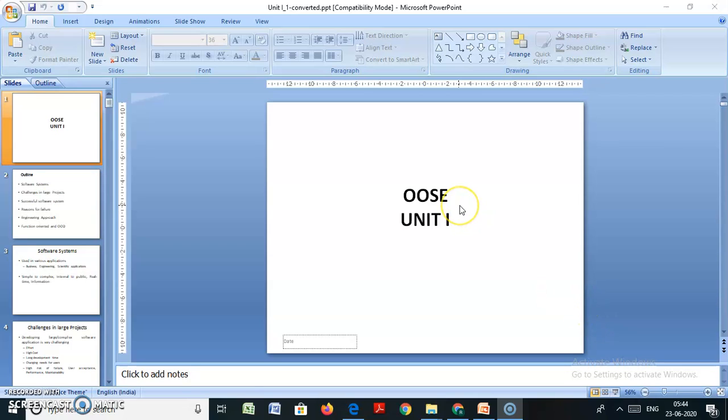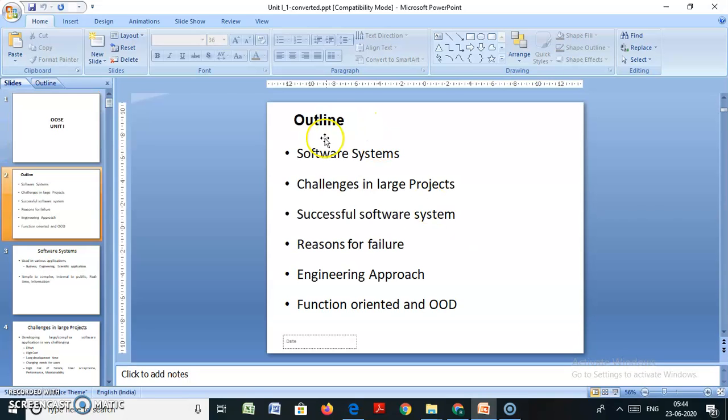Dear students, today we are going to discuss object-oriented software engineering unit 1. Before discussing object-oriented software engineering unit 1, first we will learn about what software systems are, challenges in large projects, successful software systems, the reasons for failure, the engineering approach, and briefly discuss function-oriented design and object-oriented design.